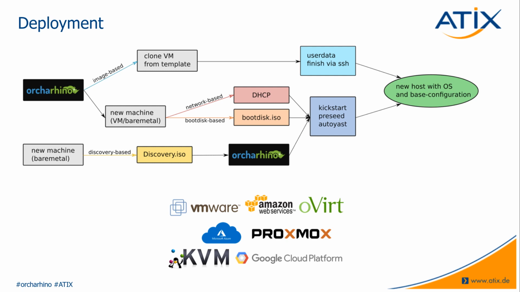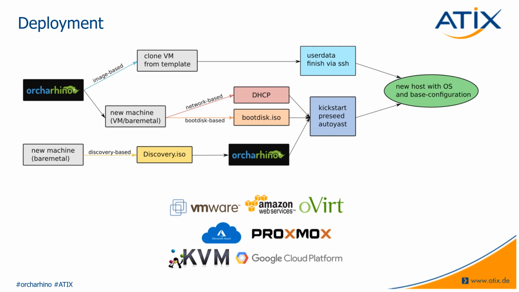After that, your host comes online with a configured and running base configuration. A second way to deploy would be to deploy a machine from scratch. In case you have a DHCP, you can use the so-called network-based deployment. In that case, your DHCP provides a network configuration for your server.